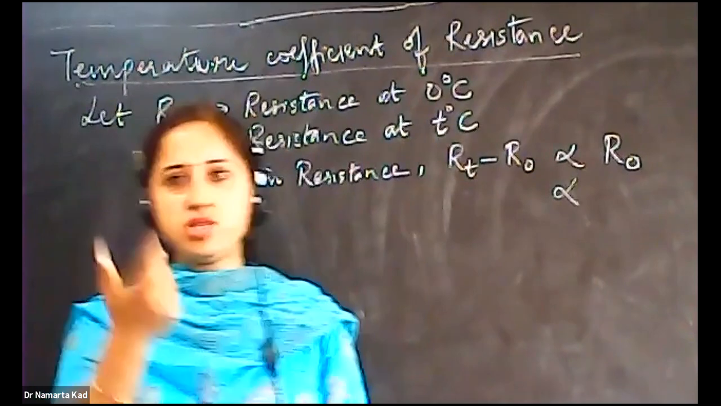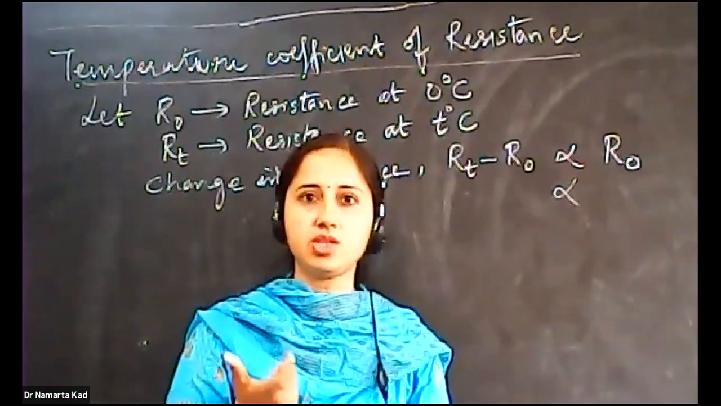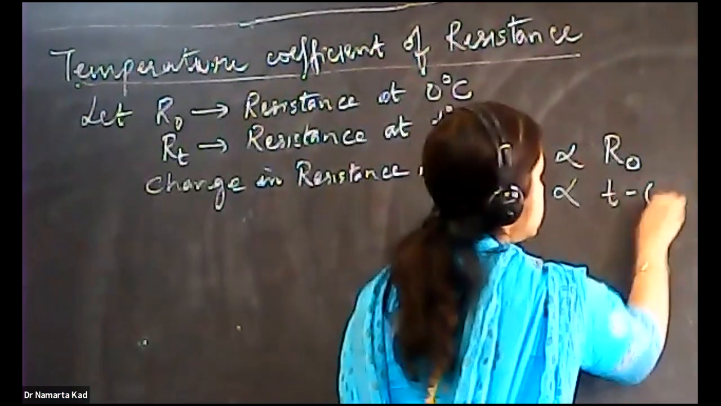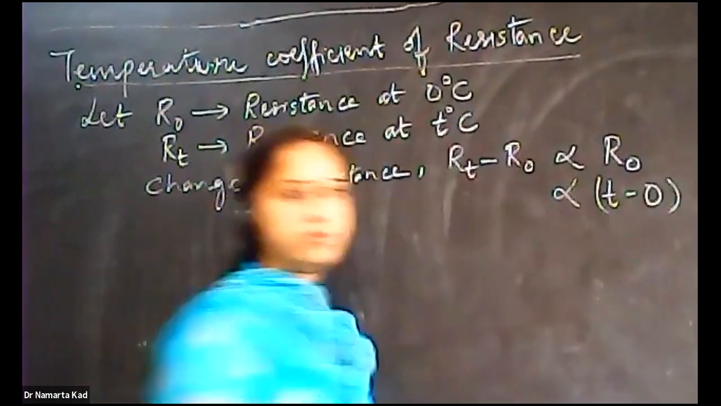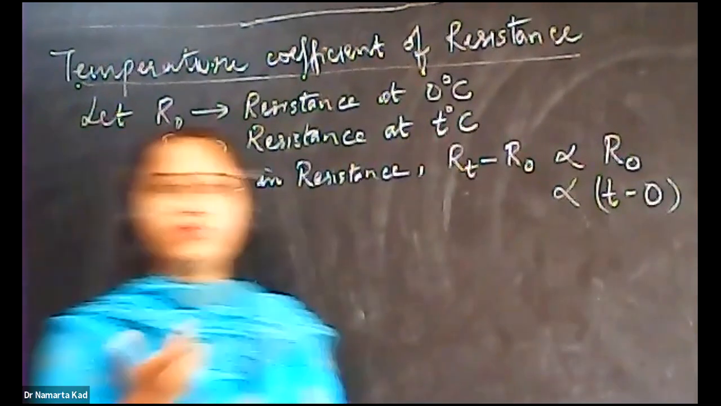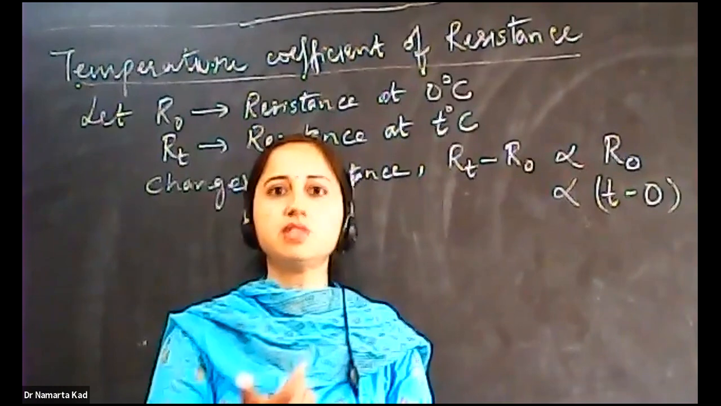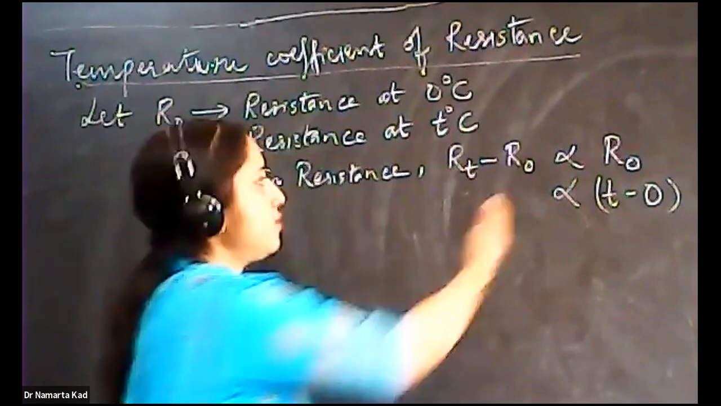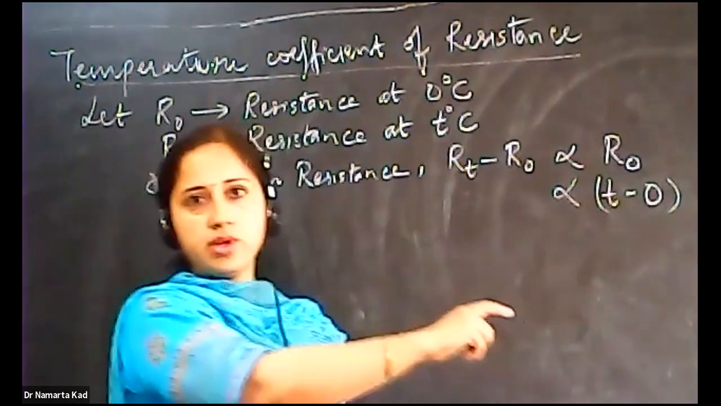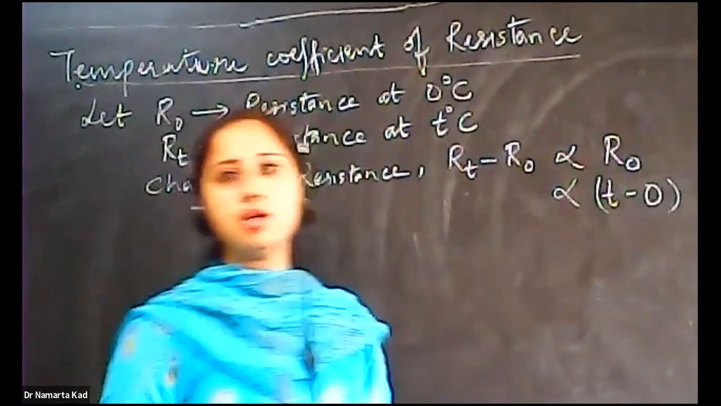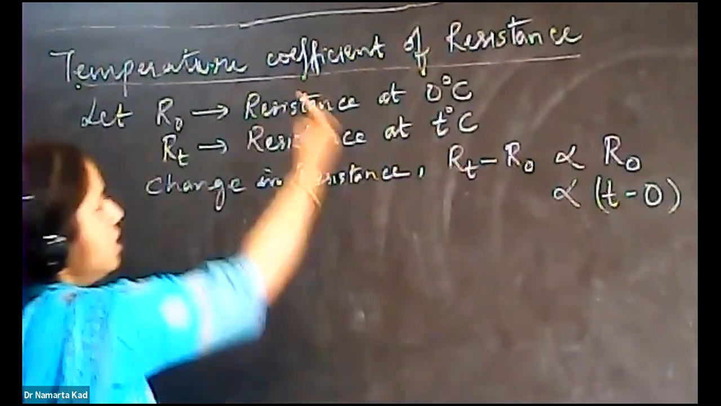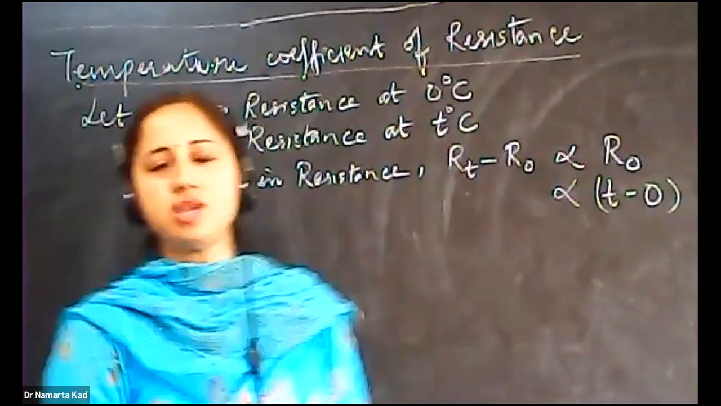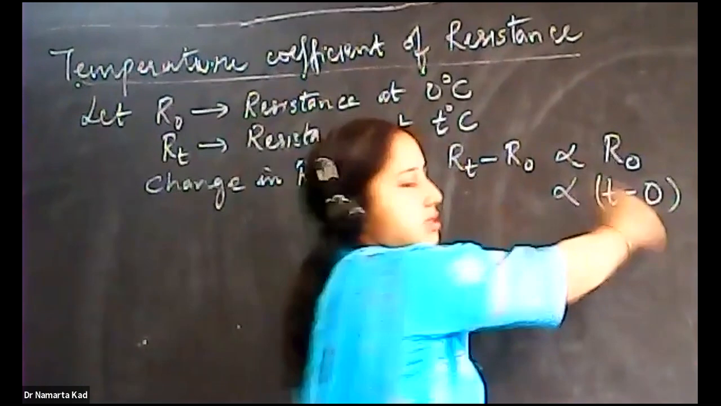ठीक है? I am using the word here, that is change in temperature. What is the change in temperature here? It is T minus 0. Okay. And in case if you take the temperature at two different temperatures, let us suppose T1 and T2, or 20 degrees C or 40 degrees C, then you have to write down here 40 minus 20. Okay. Or T2 minus T1. But here I am starting with one temperature at 0 degree C, another temperature at T degree C. So here the change in temperature comes out to be T minus 0.